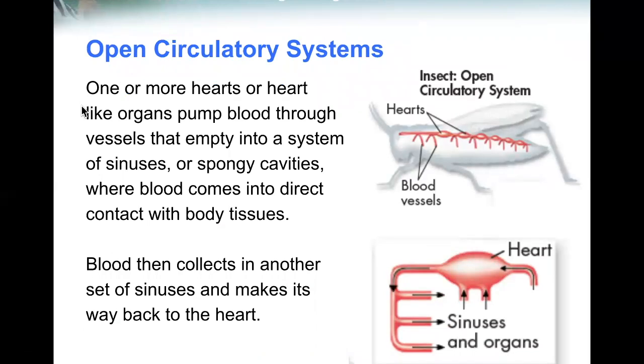One or more hearts or heart-like organs pump blood through vessels that empty into a system of sinuses or spongy cavities where blood comes into direct contact with body tissue. Blood then collects in another set of sinuses and makes its way back to the hearts.